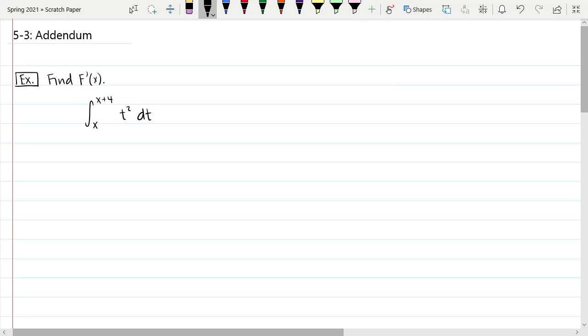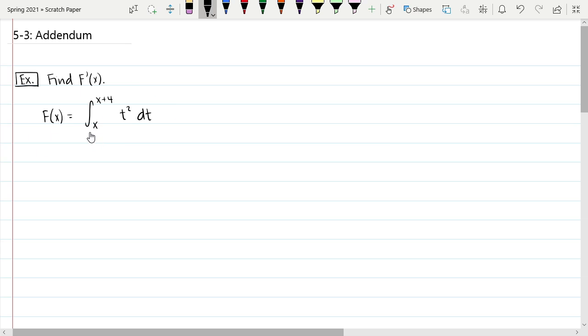All right, so this is regarding problem number 8 in your WebAssign practice for lesson 5-3. So this is just a little addendum. In that problem, you're being asked to find the derivative of the function capital F prime, where f is defined something like this. So this isn't the same problem, but it's similar.